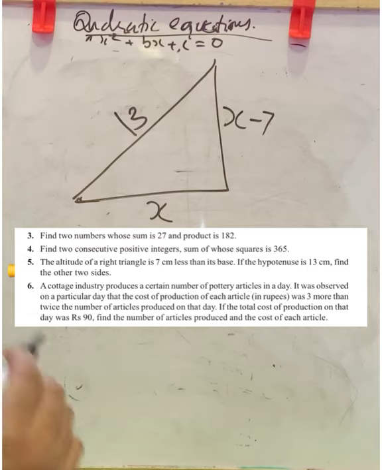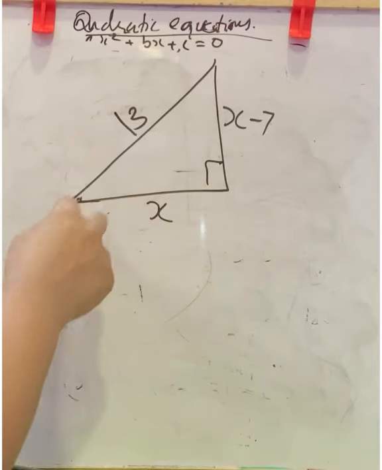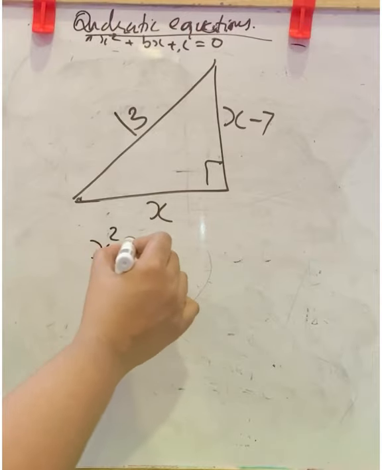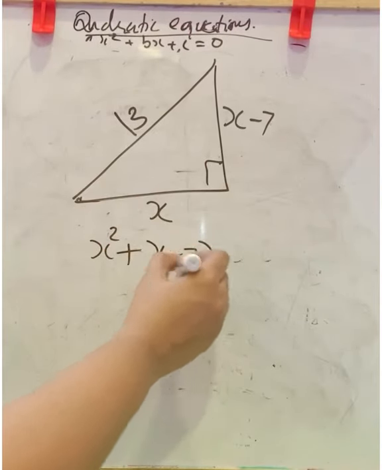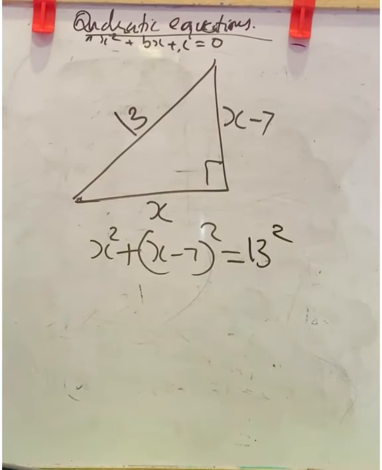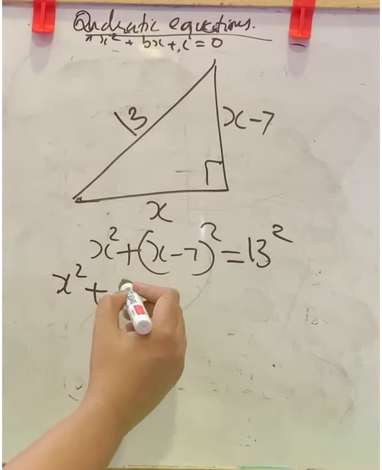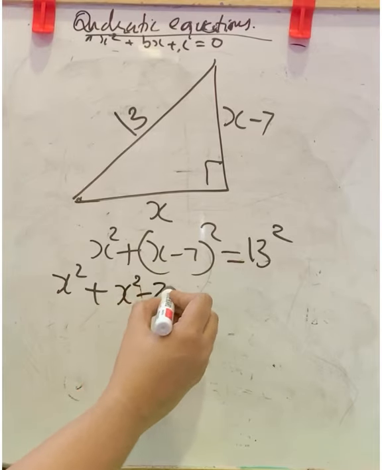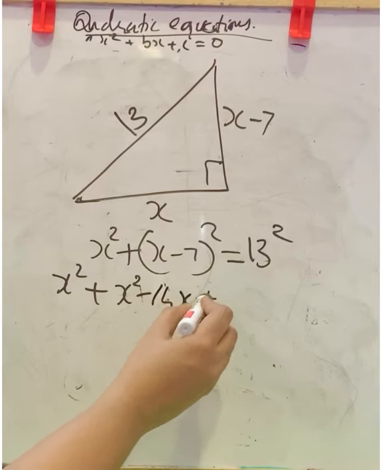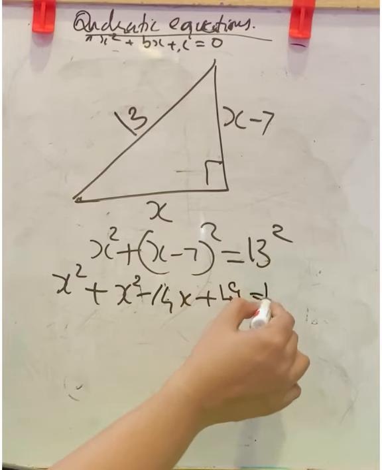Now from the Pythagoras theorem, in a right triangle we have base square plus altitude square equal to hypotenuse square. We can write it in the Pythagoras theorem form. That is base square plus altitude square equal to hypotenuse square, 13 square. So this is x square plus, this we can expand, x minus y whole square form, x square minus 2 into x into 7, that is 14x, plus 7 square, that is 49, equal to 13 square, is 169.